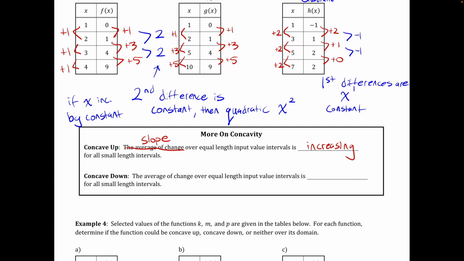Let's check the answer key. Let's see if I'm right. Slope is increasing. Yeah, I got it right. And I really do need to make a speed sheet for all my AP classes.